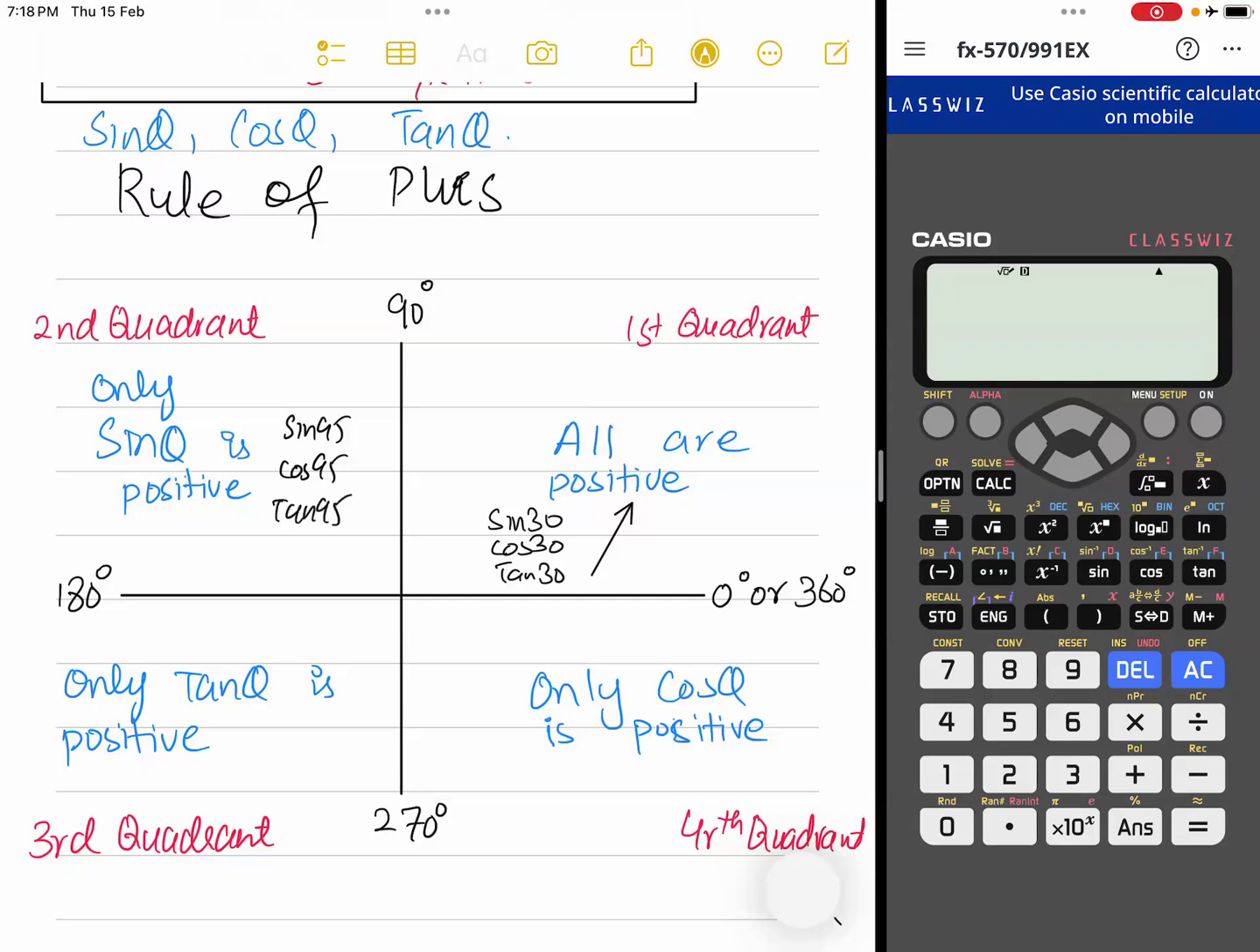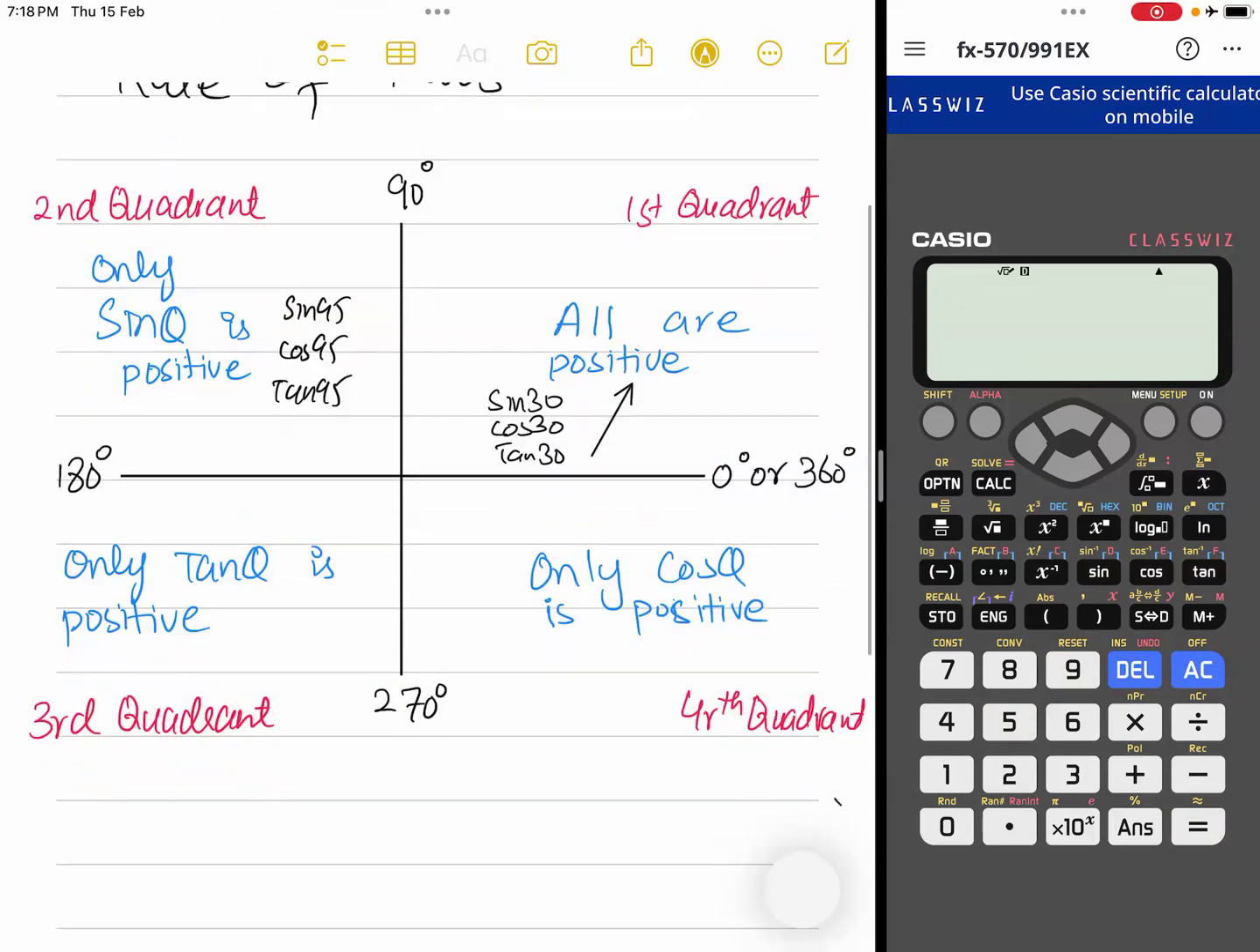I will get a positive answer for sine only. Check sine 95. See, it's positive. Now if I press cos 95, I will get a negative answer. See that? Tangent 95 also. Get it? Now in the lower part, only tangent is positive.